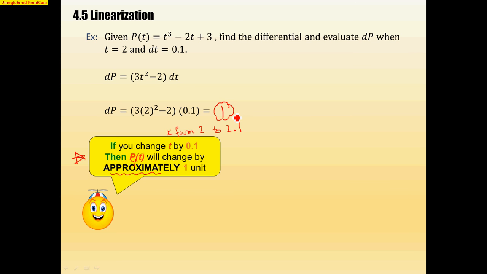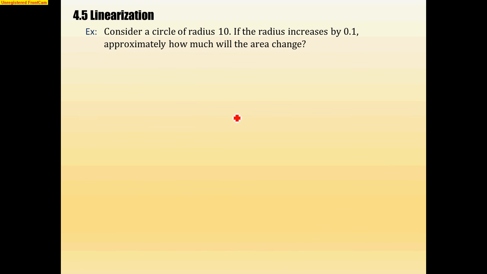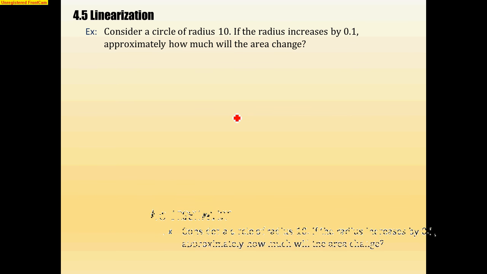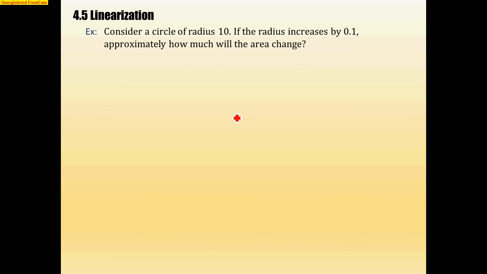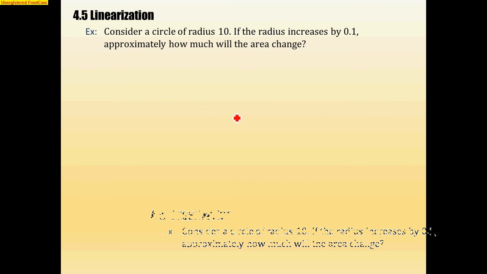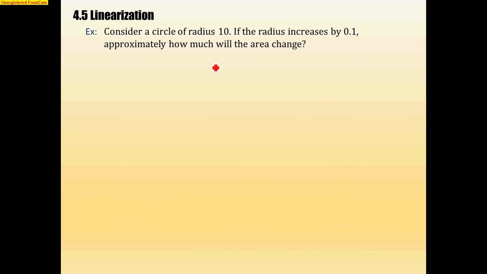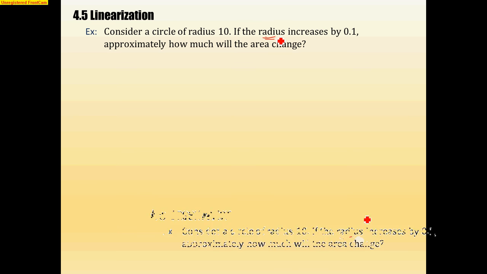So let me show you an application where you can see this a little bit better. If you have a circle with a radius of 10, and the radius increases by 0.01 from 10 to 10.01, approximately how much will the area change?